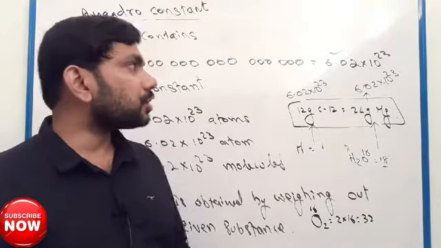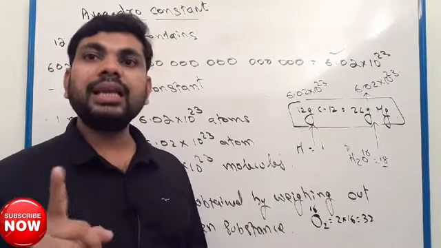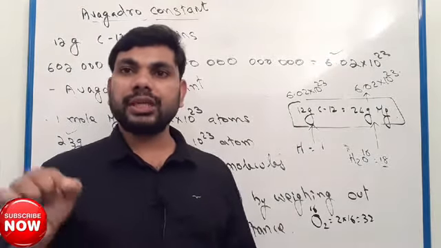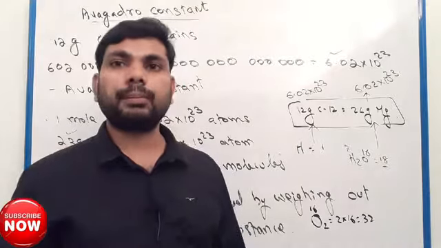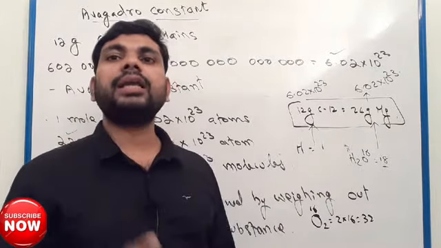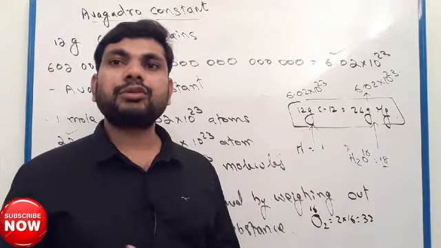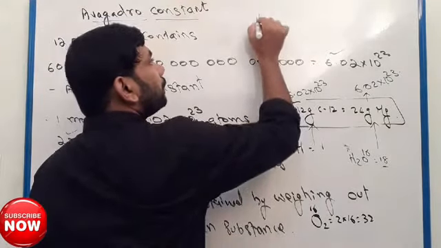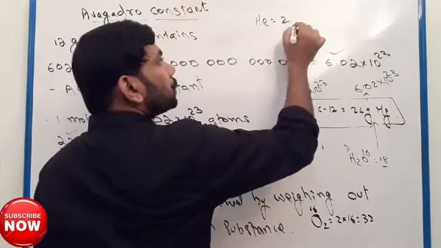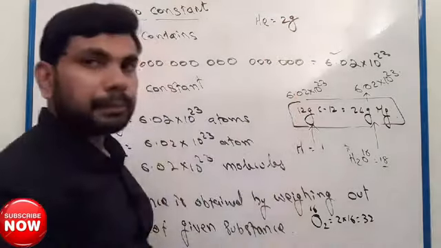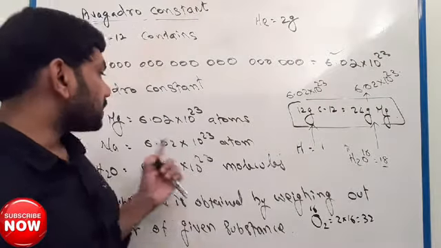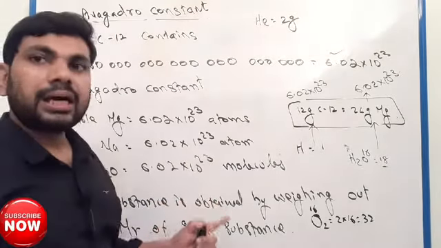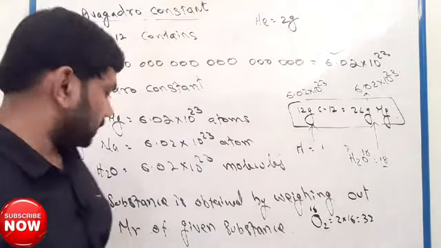Clear? You want to take 1 mole of helium. Helium is monoatomic, He, not He2. So how much mass do you have to take? The relative atomic mass of helium is 2. So you have to take 2 gram of helium. 2 gram of helium contains 6.02 × 10^23 atoms, and it is 1 mole of substance.